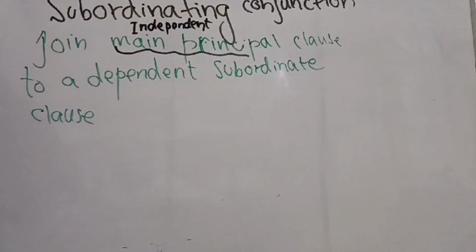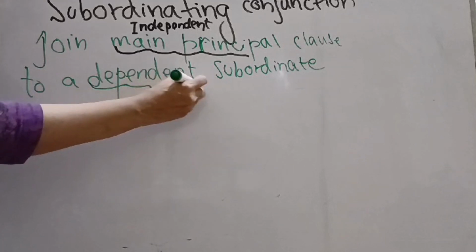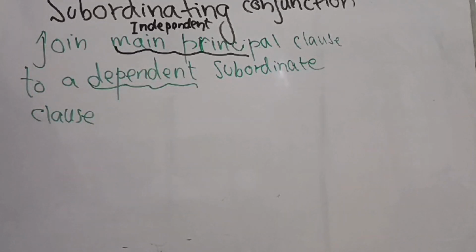Independent. The main principal clause is called independent, and the dependent clause is called the subordinate clause. So what's the dependent clause? First we need to understand what a dependent clause is, as I told you about the independent clause.